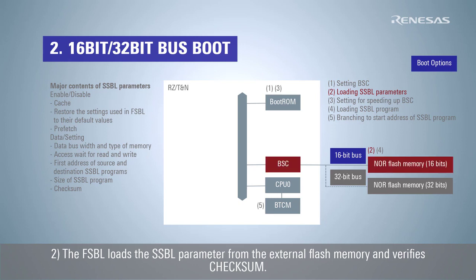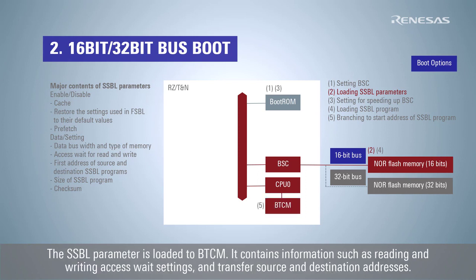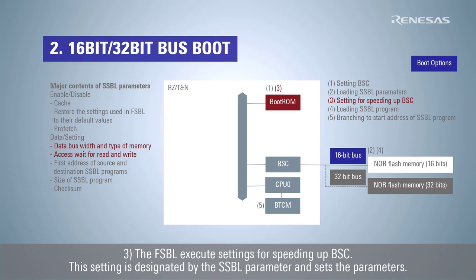2. The FSBL loads the SSBL parameter from the external flash memory, and verifies checksum. The SSBL parameter is loaded to BTCM. It contains information such as reading and writing access wait settings, and transfer source and destination addresses. 3. The FSBL executes settings for speeding up BSC. This setting is designated by the SSBL parameter, and sets the parameters.